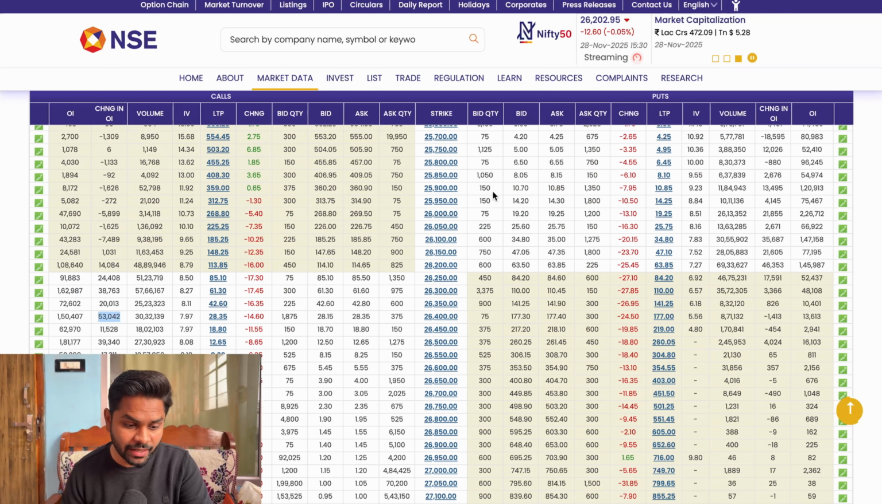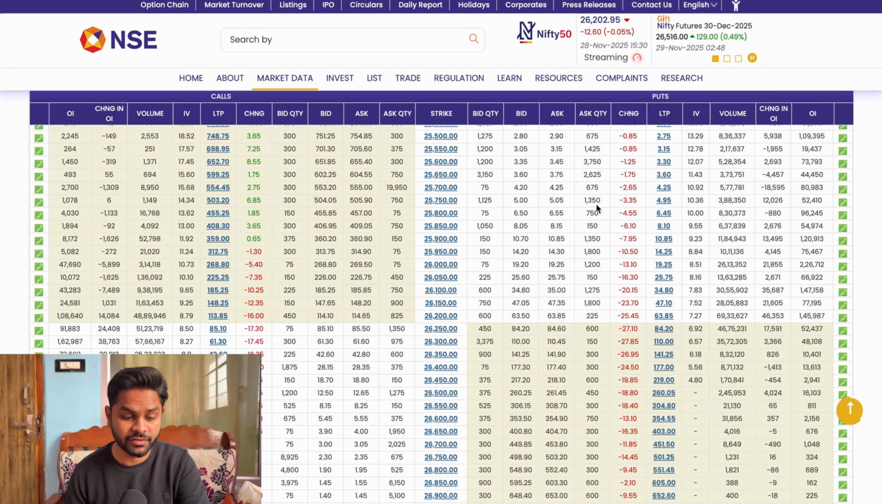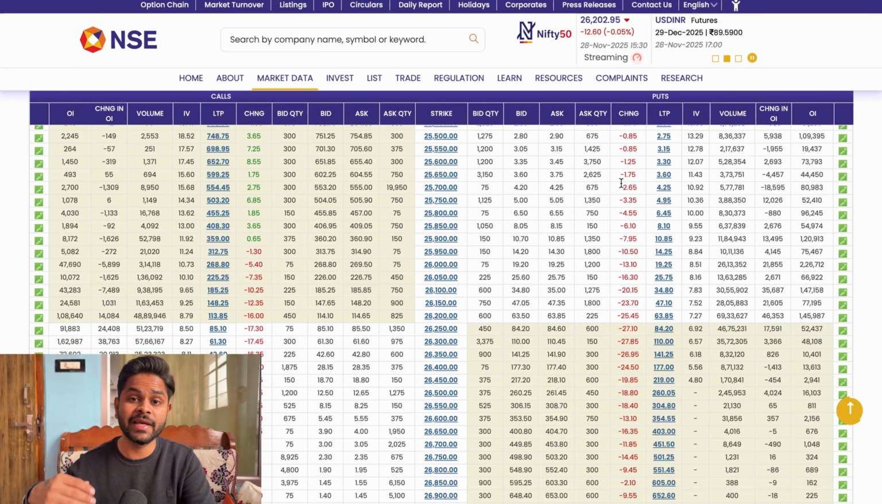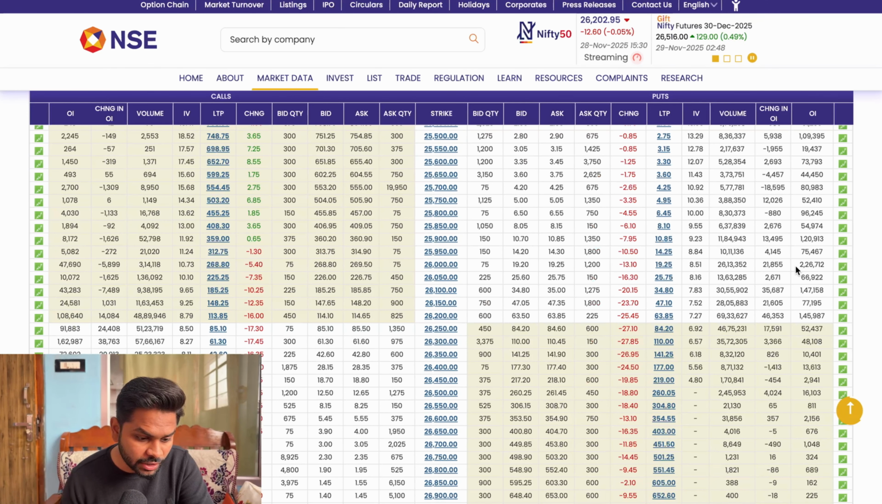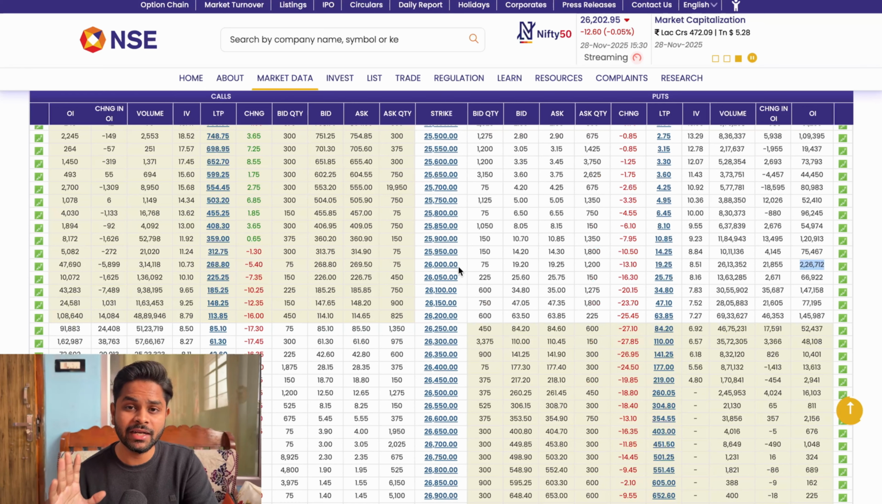If you go to the left hand side, in the white section, this is the white section, this is the dark section, right? Now in the white section you will find where the major support is. Support will be where a huge number of put sellers are sitting. Same thing here, a huge number of put sellers are sitting at 26,000. Here you will see open interest at 26,000. So at 26,000 the put sellers believe the market will not go below 26,000. 26,000 is a huge support for Nifty.